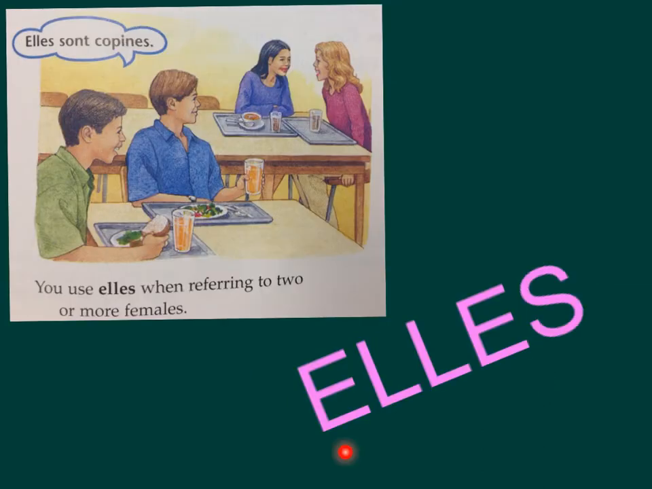Okay, so the feminine is elles. And just like il singular and ils plural are pronounced the same way, elle singular and elles plural are pronounced the same way because we aren't pronouncing that S. So elle and elles. Now here, you're going to use elles when you're referring to two or more females. So the ELLES is only used for groups of girls. If you have 20 girls that you're talking about, you're going to use elles.